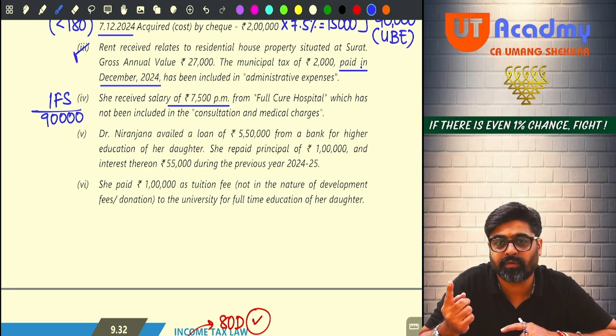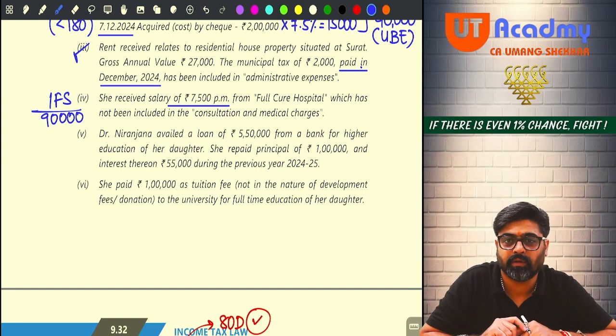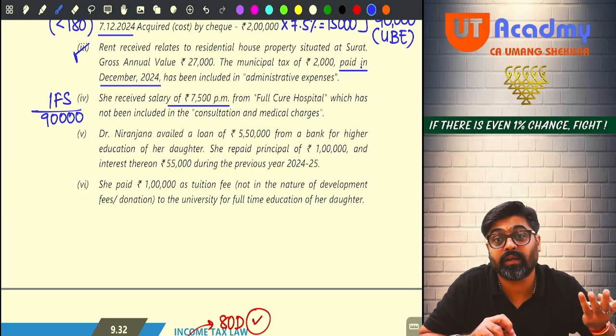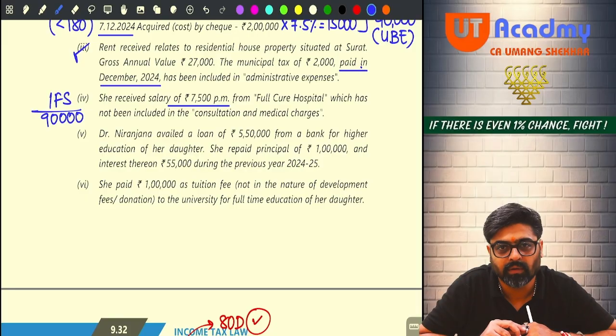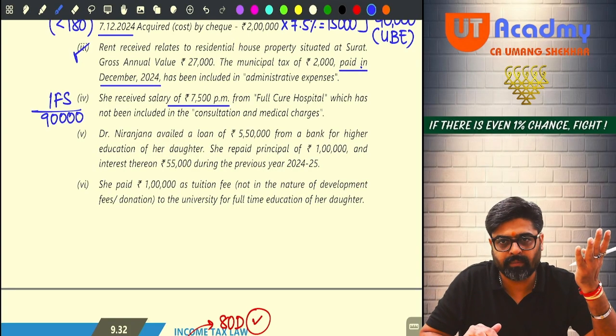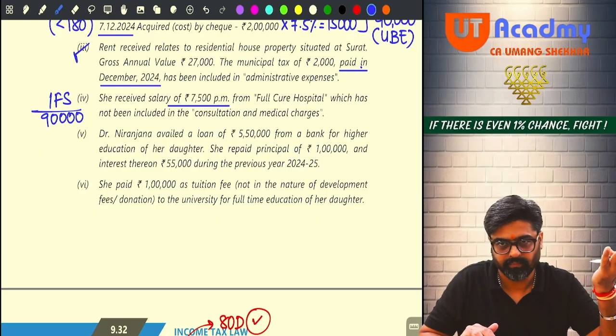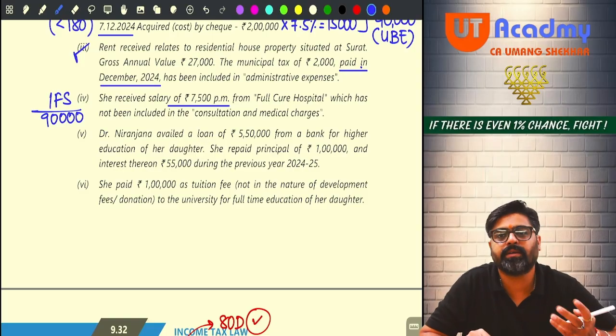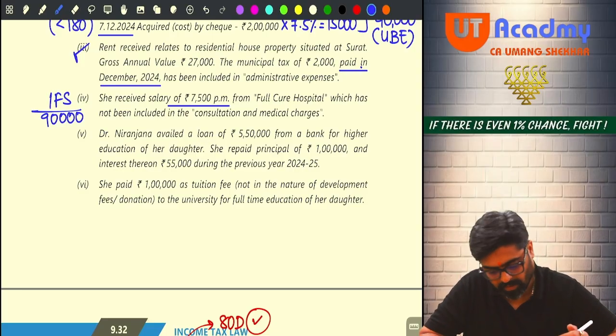If you follow 115BAC, you are going to get 50,000. But if you don't follow 115BAC, you are not going to get 50, you are going to get 75,000. Yes or no? If you don't follow 115BAC, you are going to get 50. If you follow 115BAC, you are going to get 75. It depends what type of regime you are into, default tax regime or optional.